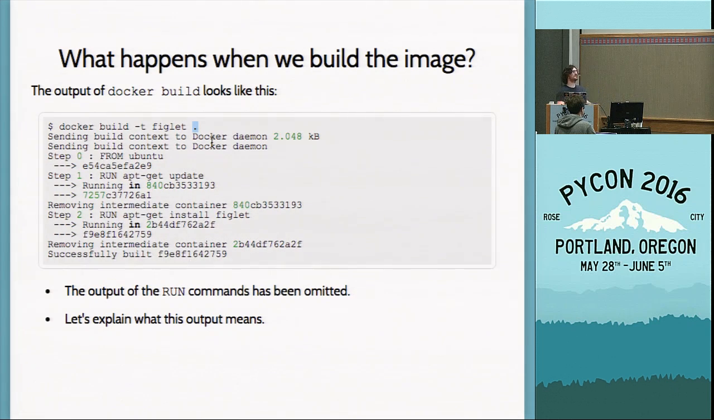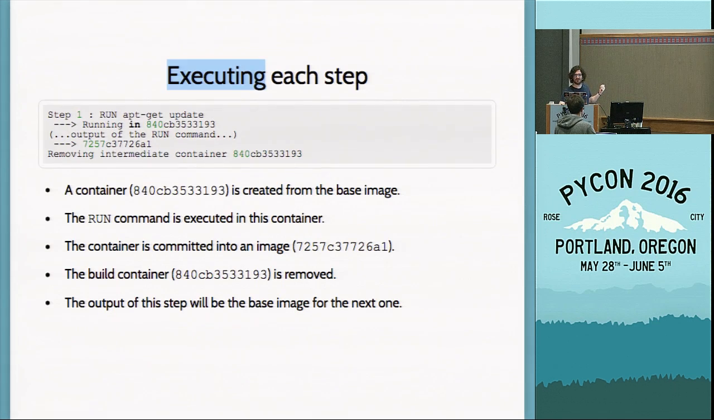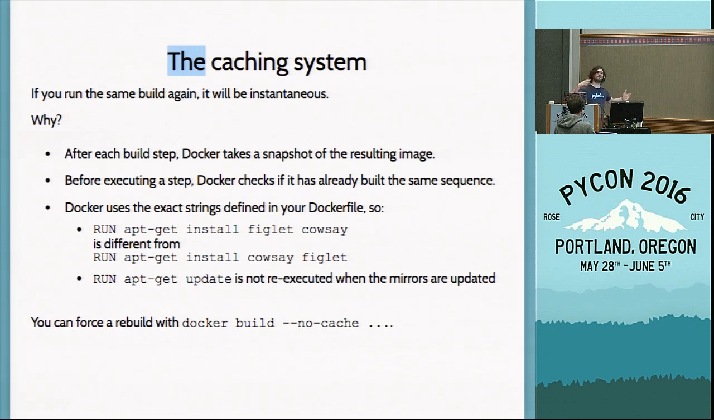The first line is FROM ubuntu, so we need to get the Ubuntu image. We already have it, great. Otherwise, it would pull it automatically. And then you say, oh, you want me to run apt-get update? Fine, let's do that. So it executes apt-get update, and then it takes a snapshot of the resulting container. Then it's like, okay, what do you want to do now? Apt-get install? Fine, let's do that. And at the end, you get your build.